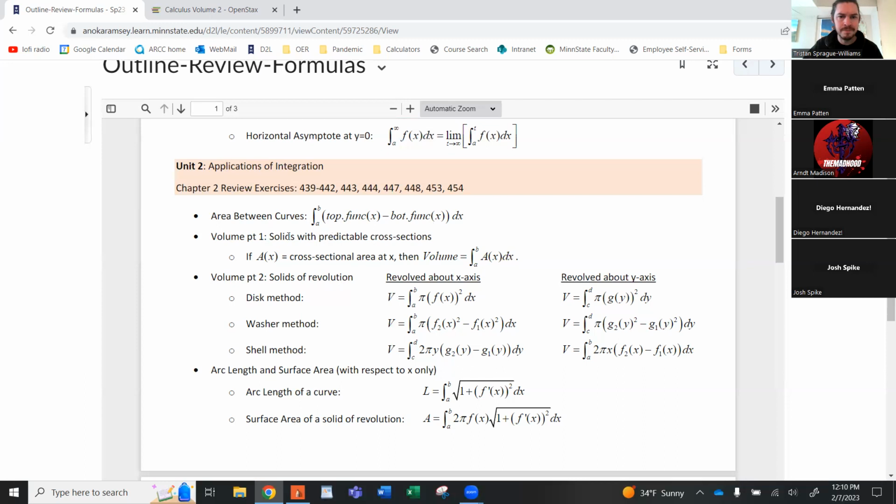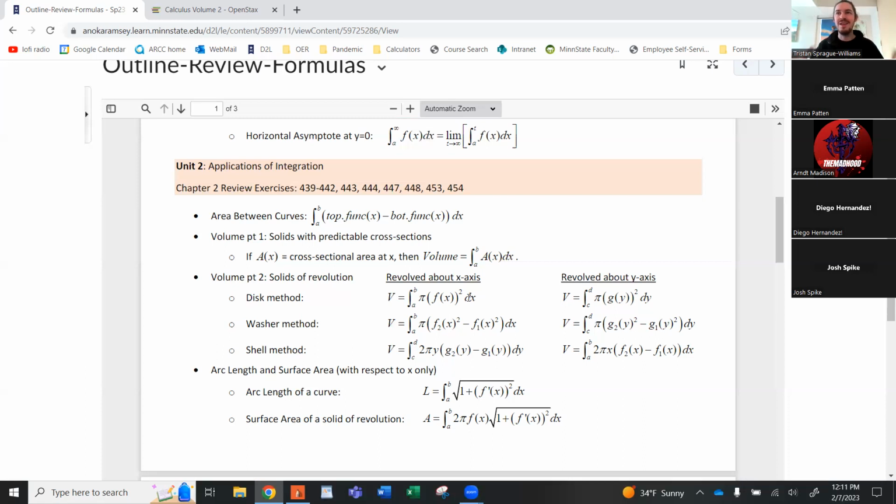Volumes of solids with predictable cross sections. If A of x is the cross-sectional area, then the volume is the integral of A of x. That's kind of easy. But then, you've got the disk method and the washer method and the shell method. So disk, washers, shells.